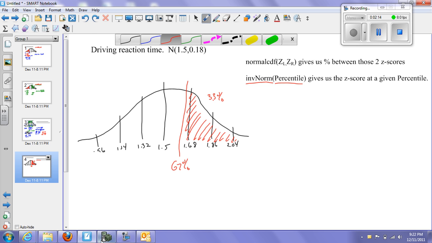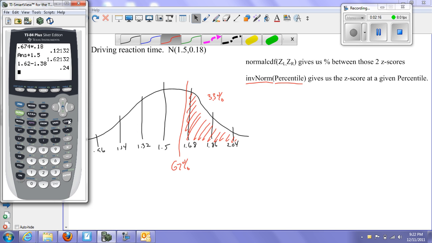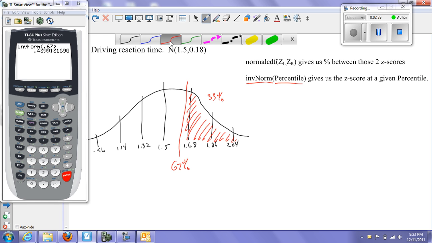Let's go to the calculator. Let's clear out the screen. And let's go second vars, inverse normal, 0.67. That's a z-score of about 0.44. So z equals 0.44. Well, let's go to our normal formula.